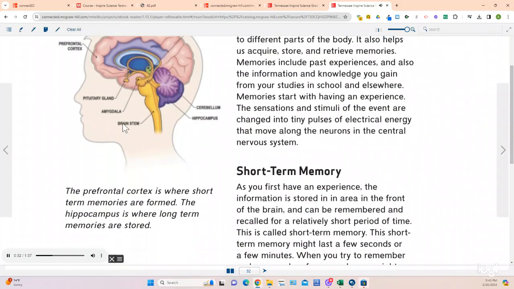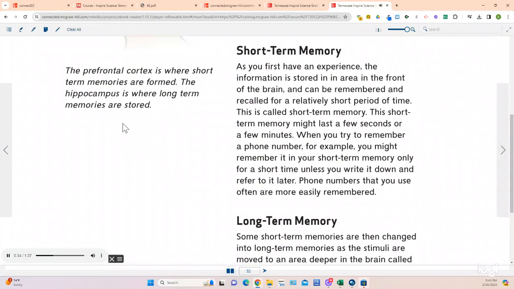Short-term memory. As you first have an experience, the information is stored in an area in the front of the brain and can be remembered and recalled for a relatively short period of time. This is called short-term memory. This short-term memory might last a few seconds or a few minutes. When you try to remember a phone number, for example, you might remember it in your short-term memory only for a short time unless you write it down and refer to it later. Phone numbers that you use often are more easily remembered.